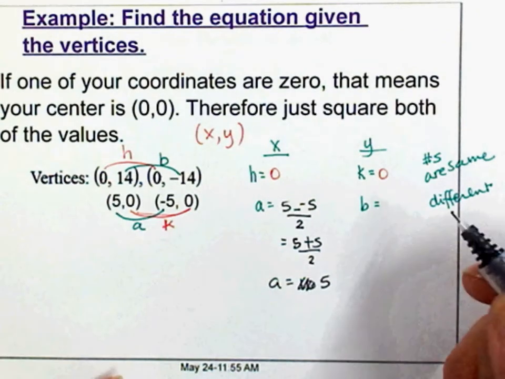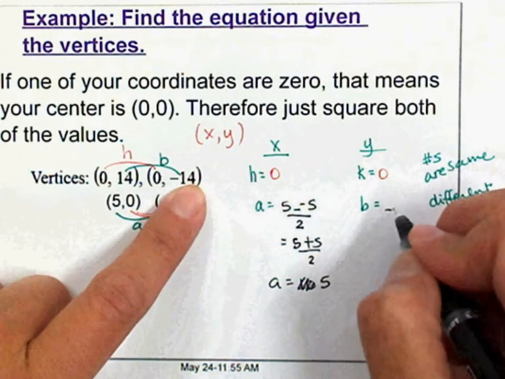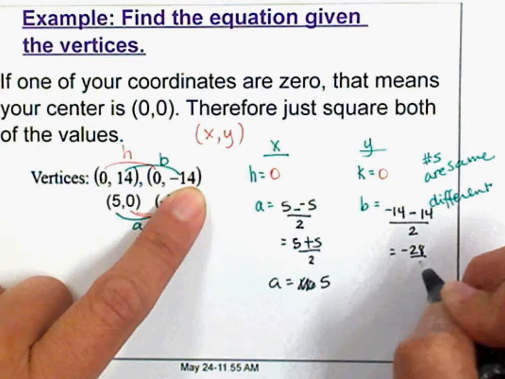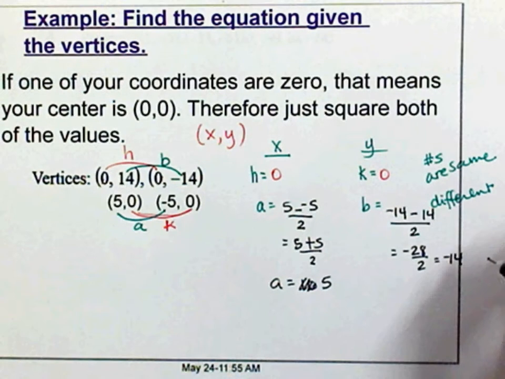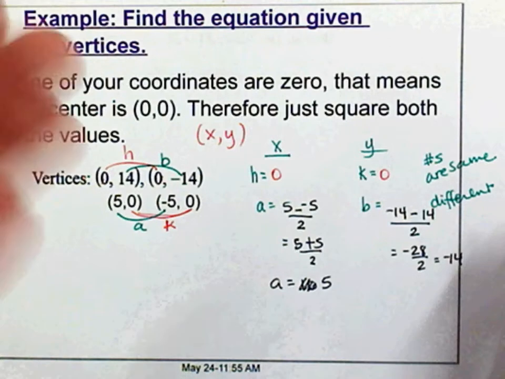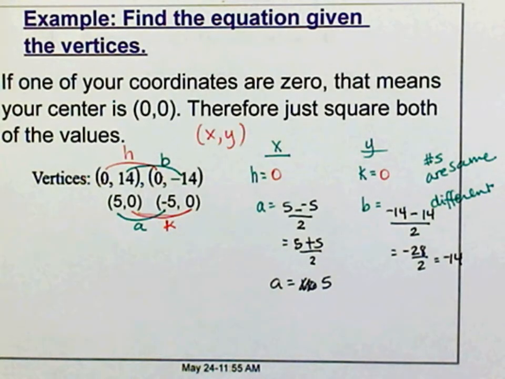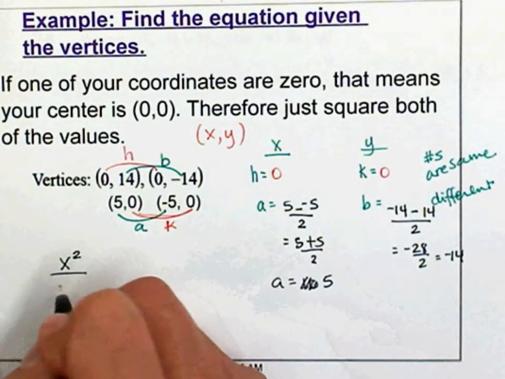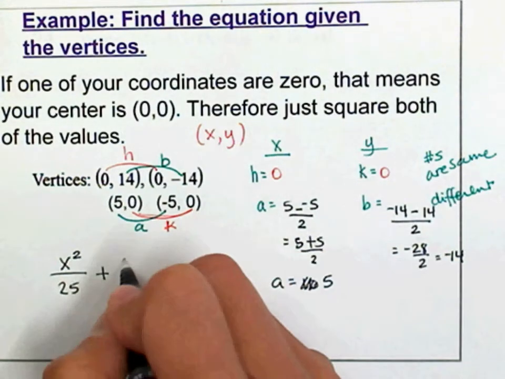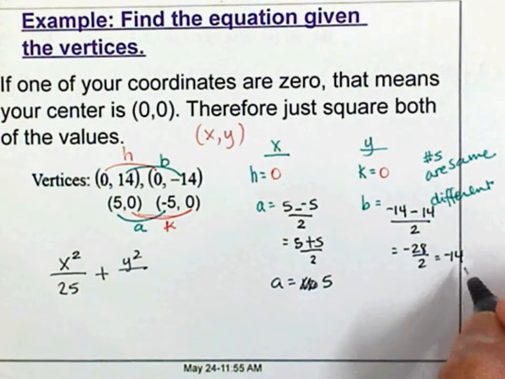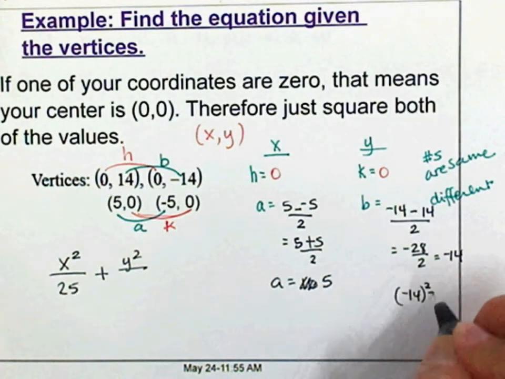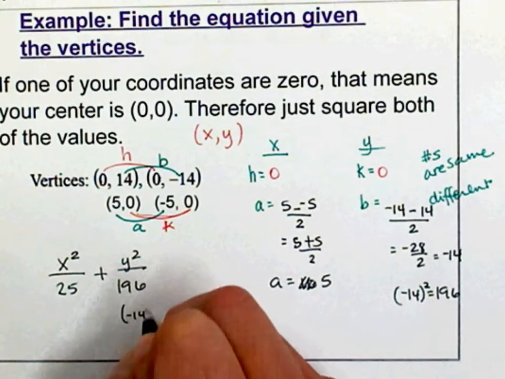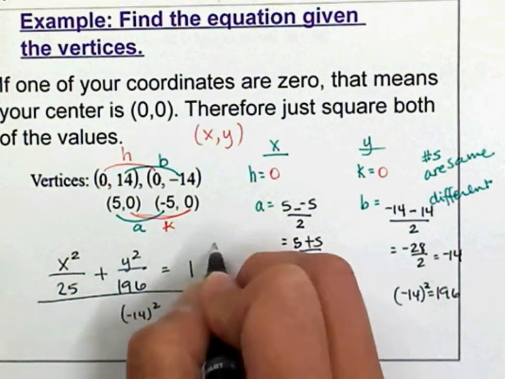See that? B, it doesn't matter. So it's negative 14 minus 14 divided by 2, which is negative 28 divided by 2, which is negative 14. And then you are going to square it. So it didn't matter if you did negatives and positives. It's always going to be a positive number in the end. All right, so let's write our equation. X squared over a, which is 25, plus y squared over, so let's look at negative 14 squared. When you square that, see how you always get a positive number? This is negative 14 squared, which is 196, equals 1. And there you have your solution.